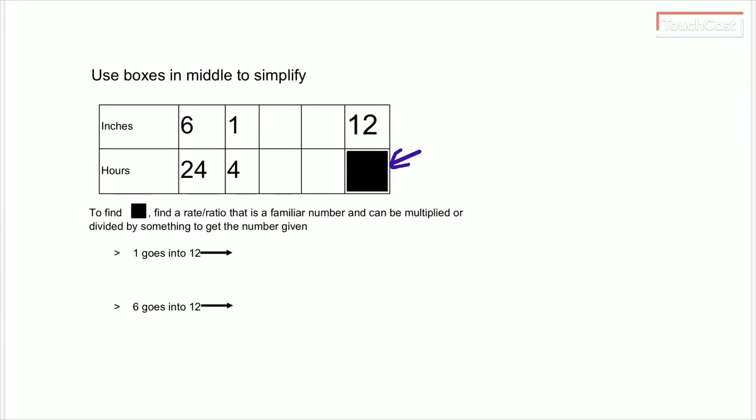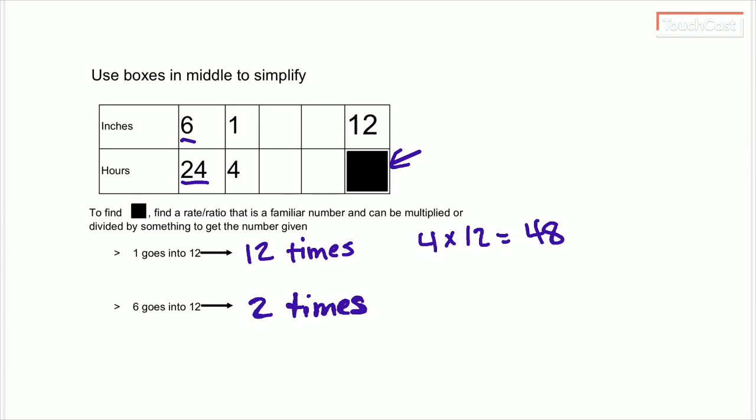In order to figure that out, we can go about it a couple of different ways. We can simplify this ratio to get 1 to 4. And we can say, okay, well, 1 goes into 12 times. So that means that we have to multiply 4 by 12 to get the answer that goes in that box, which is 48. We could also say that since 6 goes into 12 2 times, that we could also take 24 and multiply it by 2 to get the number in the box, which again gives us 48.